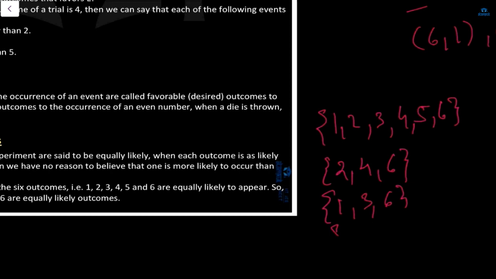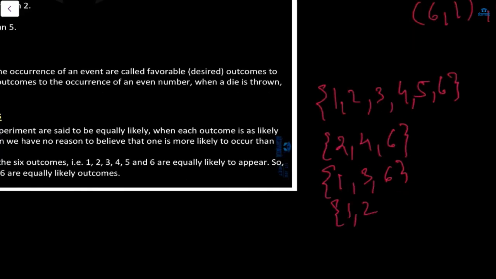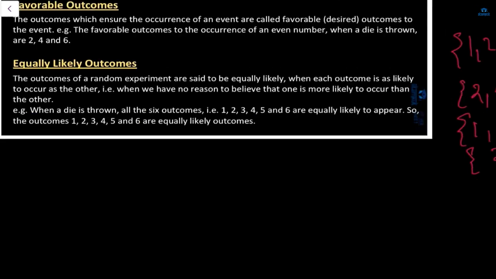Getting a prime number: 2, 3, 5. Similarly, you can have many different types here. So these are the favorable outcomes I've shown you.